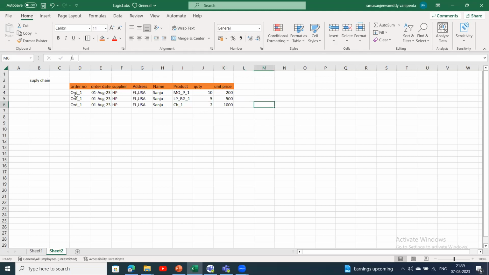The order that I ordered in order: can you tell me how many orders I can have? I can have n number of orders. Yes, order one, order two, order three, order four, like that. Is this understood? Can you understand this scenario? Is this data valid for me? Yes, this data is valid. Imagine I can have more orders like this.